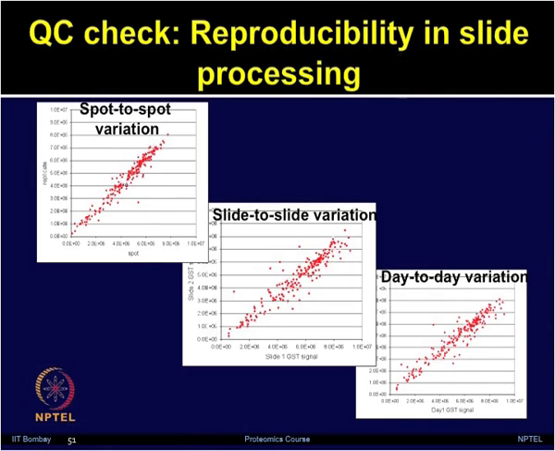Now, once you have looked at those variations, then also look at other types of variations such as spot to spot variation, slide to slide variation, and day to day variation, again plotted in this graph. It shows that NAPPA arrays are quite reproducible and the R square is more than 0.95 in all the cases.